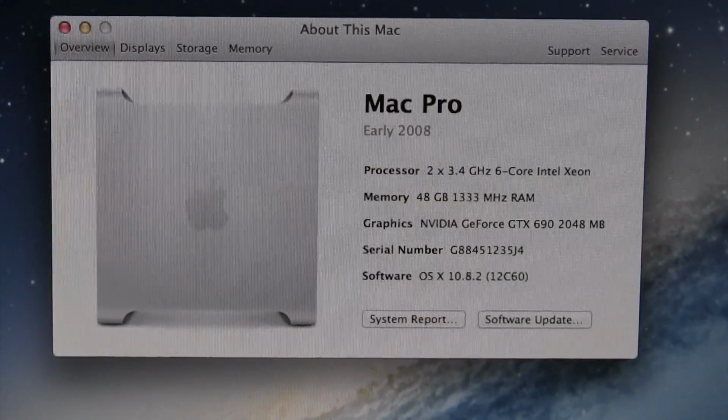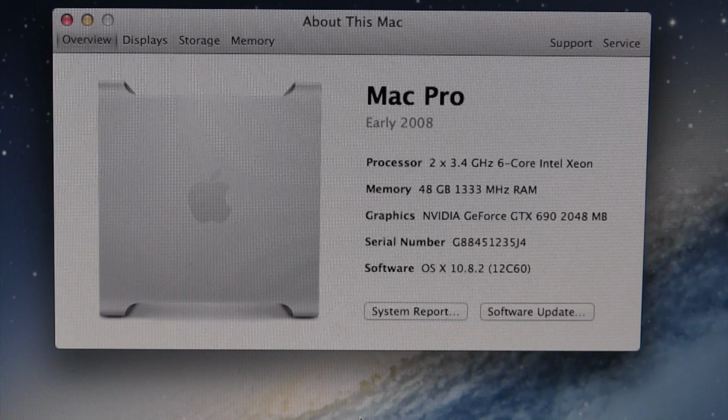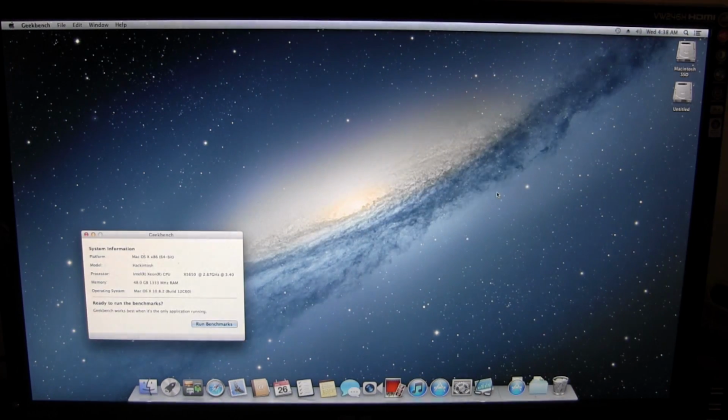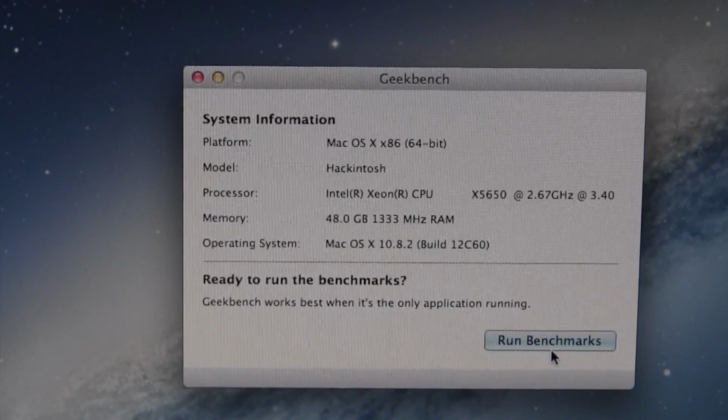Taking a quick look at the specs, we have 12 cores of Xeon goodness, 48GB of G-Skill memory, as well as an EVGA GeForce GTX 690 graphics card. Now, I didn't go crazy with a ton of different benchmarks, but I ran a few that everyone knows and loves, and the first one here is Geekbench.